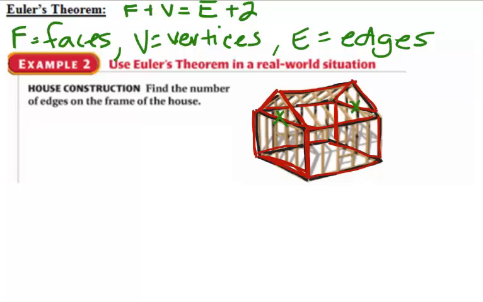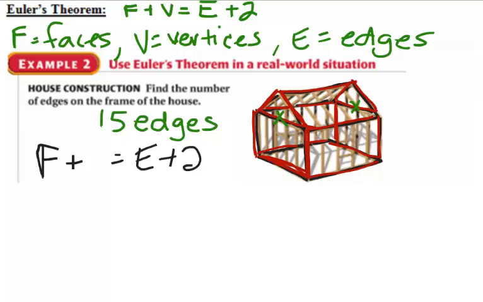So my edges is actually 15 instead of 17. Let's check that theorem and see if we get the same thing then. Faces plus vertices equals edges plus 2. So let's look at the number of faces.